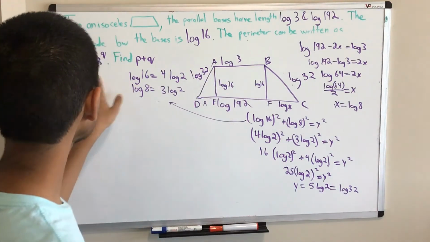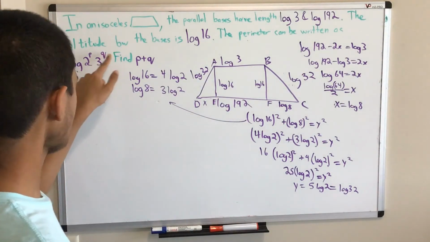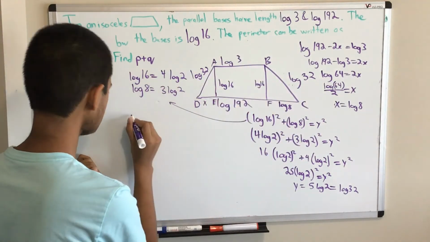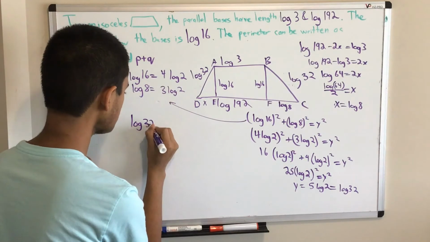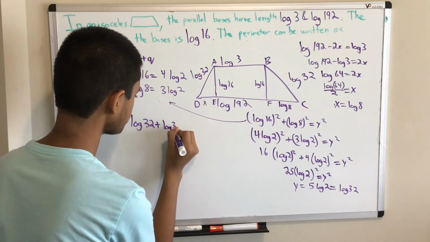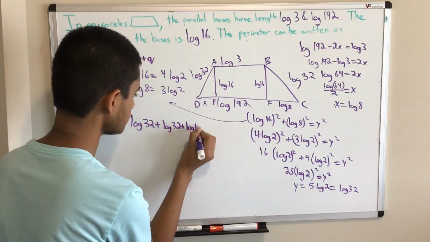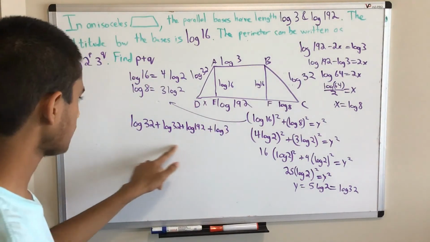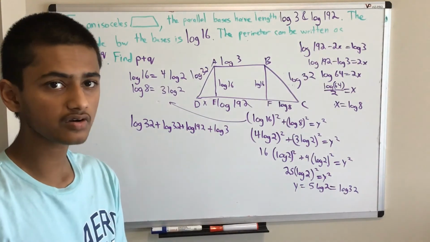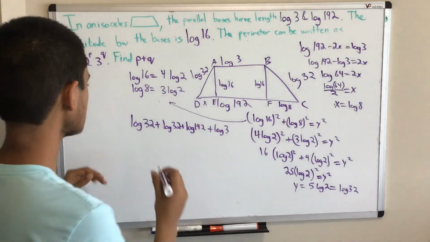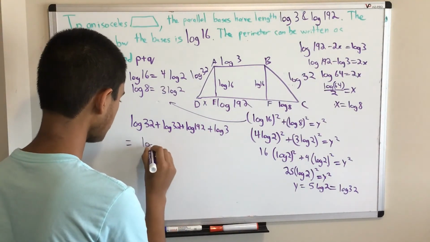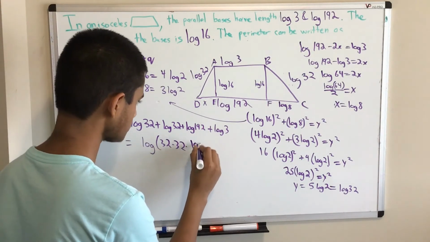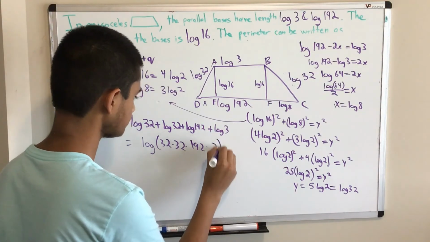And now we're just going to combine it all to find log of 2 to the p times 3 to the q. We're just going to add up all of the terms over here. So that's going to be log 32 plus log 32 plus log 192 plus log 3. And when we add this all up, it becomes a single logarithm, again because of logarithm rules. So that's going to be the same thing as log of 32 times 32 times 192 times 3.